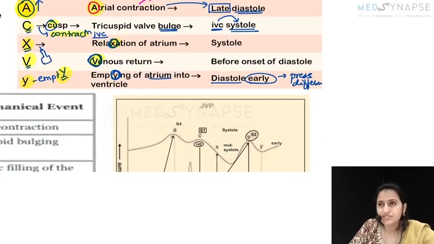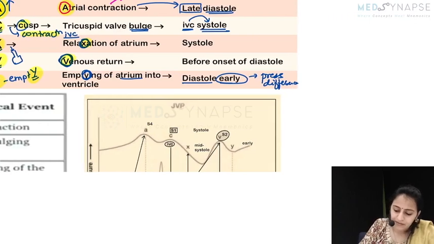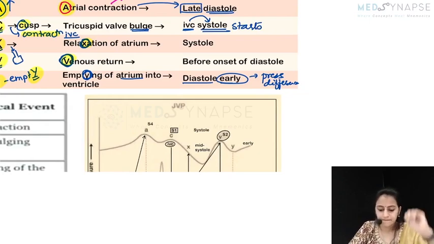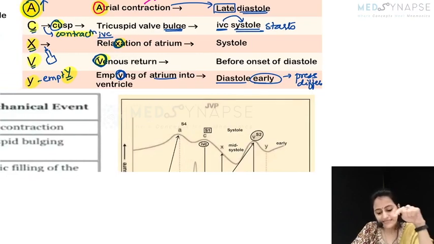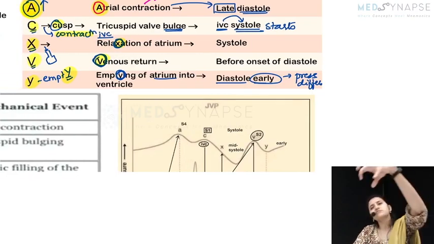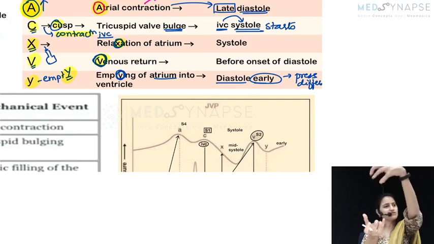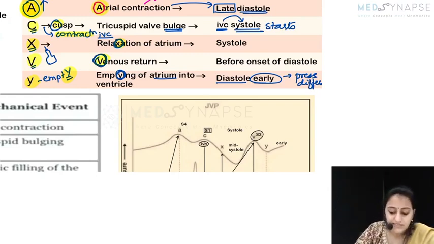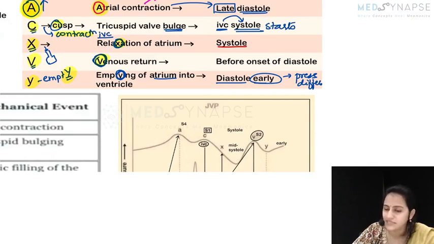Tricuspid valve closure is your first early systole, isovolumetric contraction. That means the systole is starting. So the C wave is systole. X is relaxation. When the atrium is relaxing, is the ventricle relaxing? It's a seesaw. If the atrium relaxes, the ventricle will not relax. So atrial relaxation is a systole or a diastole? Opposite. Ventricle contraction, it's a systole.